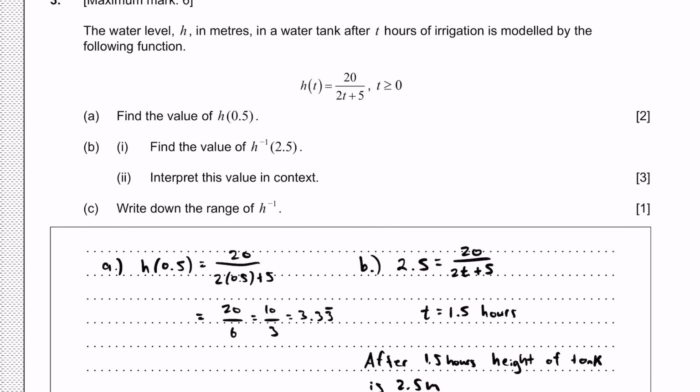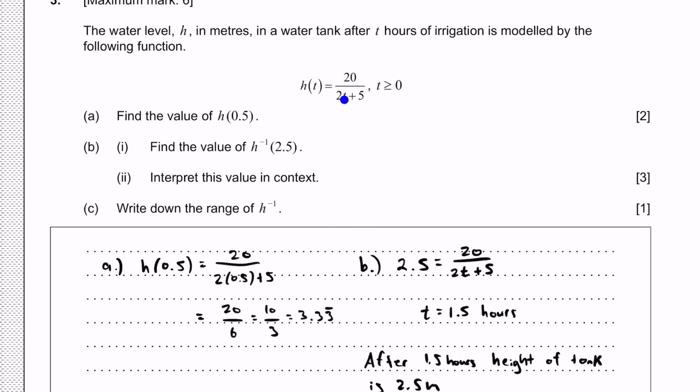That makes sense. Range is the set of outputs for a function. In this case, that's the height. What are the range of possible heights that this can take? Well, if t has to start at 0, we'd have 20 over 5. The maximum height would be equal to 20 over 5, which is 4.